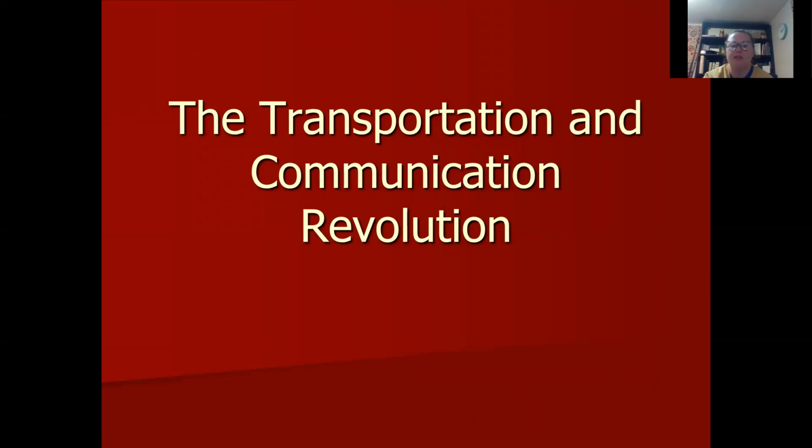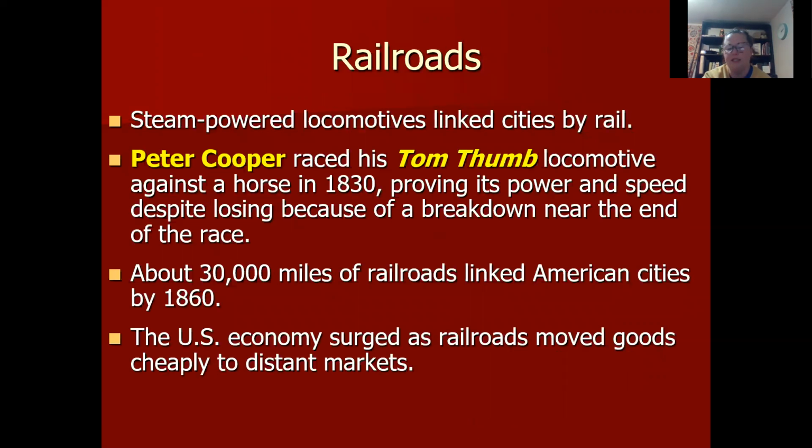All right, let's talk about some of the transportation and communication revolution. You'll see this is a pretty big deal. So steam-powered locomotives linked cities by rail. Okay, remember previously it would take forever to get from one city to another. There were no highways. There were no interstates. Okay, these things did not exist. If you wanted to go, it would take a really long time. There weren't paved roads like we have now.